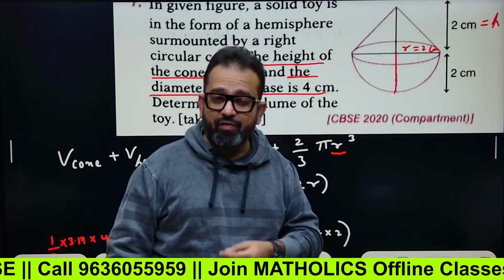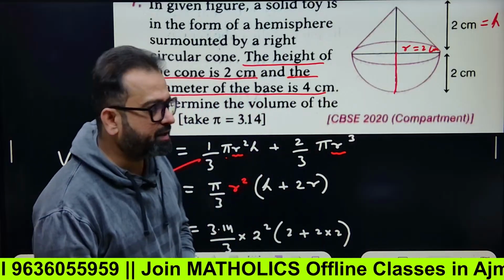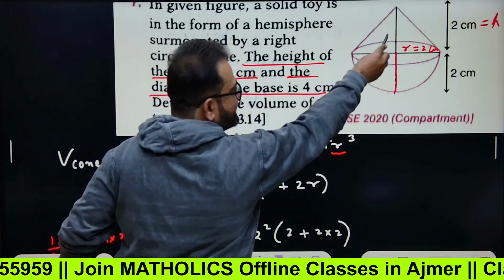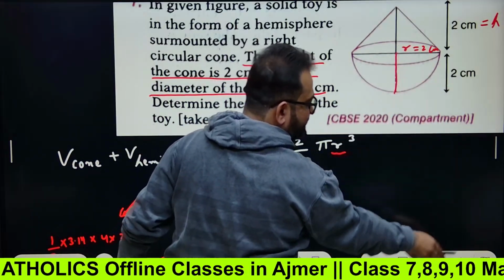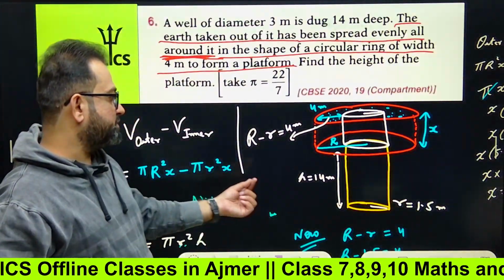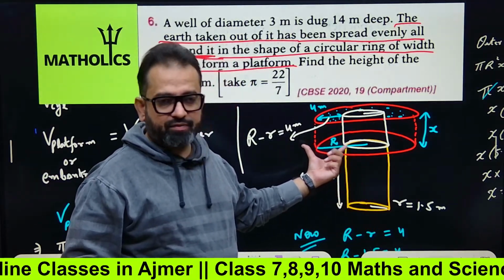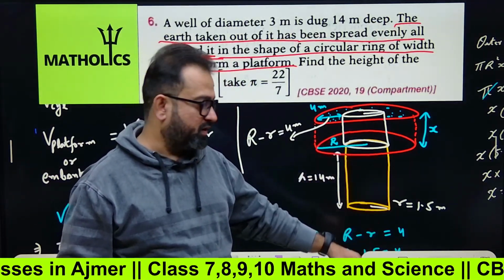Now, see, why are we using small r again and again? Because this radius is the same in both of these figures. In the previous question, small r was different, capital R was different. That's why we tried something different. Okay.